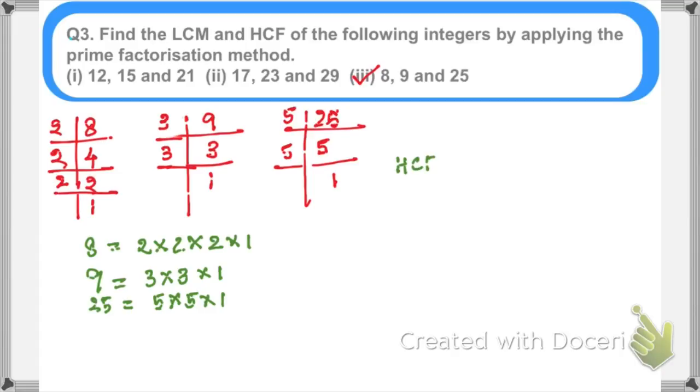So HCF will be equals to the common factors. First we will find out the common factors. Is 2 common? No, 2 is not present in the factors of 9 and 25. Is 3 common? No, 3 is again not present in the factors of 8 and 25. Is 5 common? No, it is also not common. So the common factor is only 1. So the HCF of 3 numbers is 1.